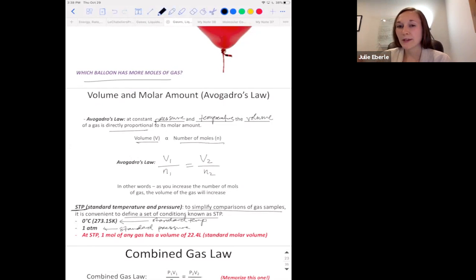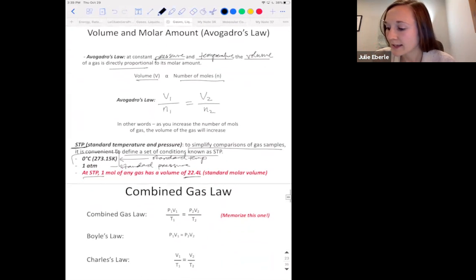If we keep those the exact same, it makes comparisons between volume and moles a lot easier. So if you read a homework problem that says at STP you have this volume, how many moles of gas are present, you're going to plug in these values for temperature and pressure. At standard temperature and pressure, 1 mole of any gas, it doesn't matter what gas, takes up 22.4 liters. We call that the standard molar volume. That's the volume of 1 mole of a gas.